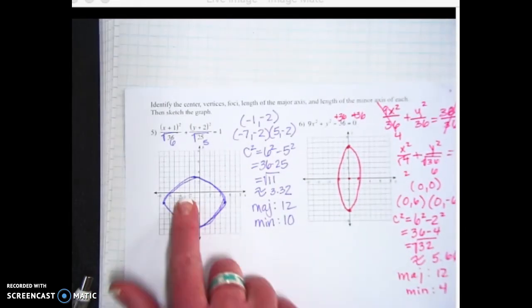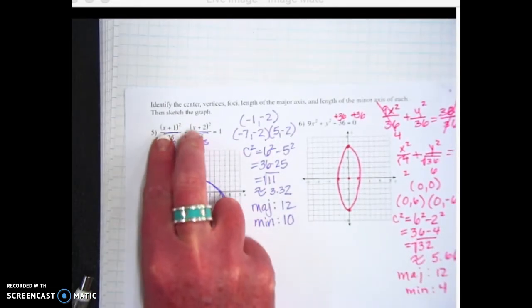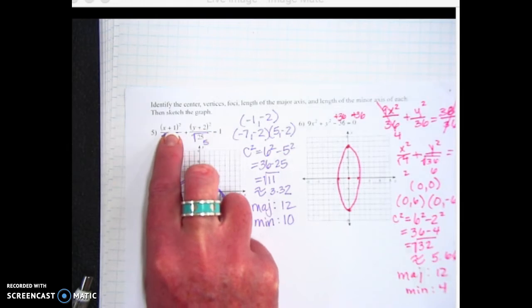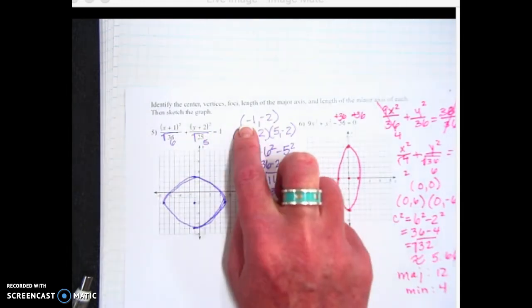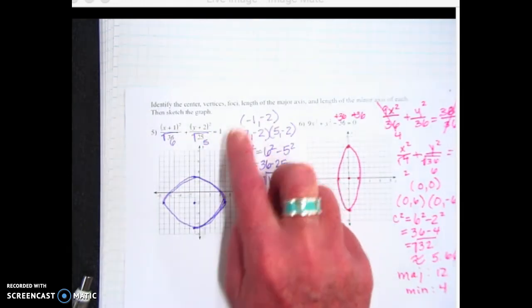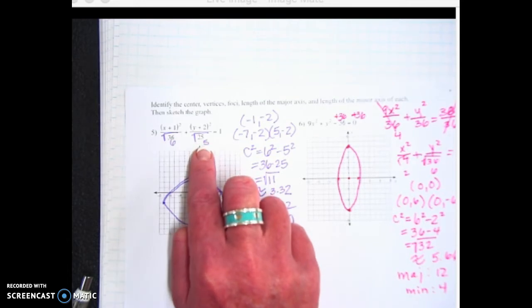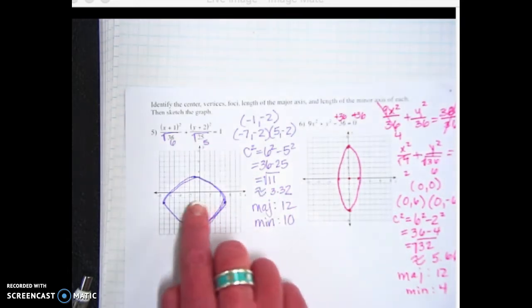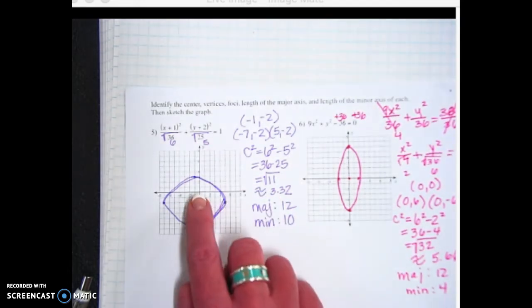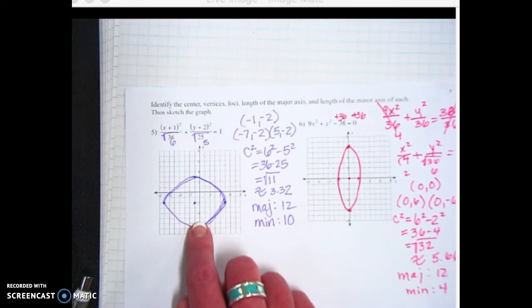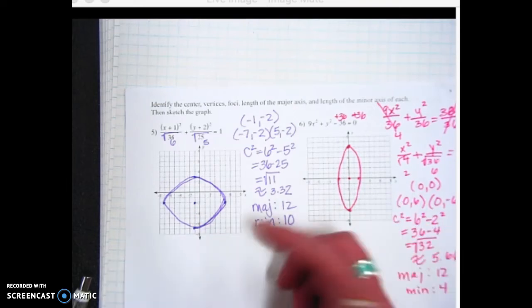On the ellipses, right, you want to find the center by taking the opposite and the opposite. So you have a center at -1, -2. Then you take the square root of each of these. That means your x stretch is going to be 6 each direction. Your y stretch is going to be 5 each direction. Almost looks like a circle, but not quite.